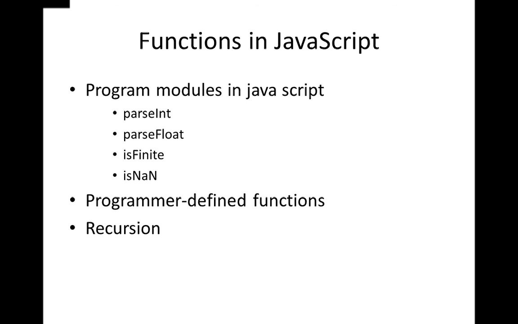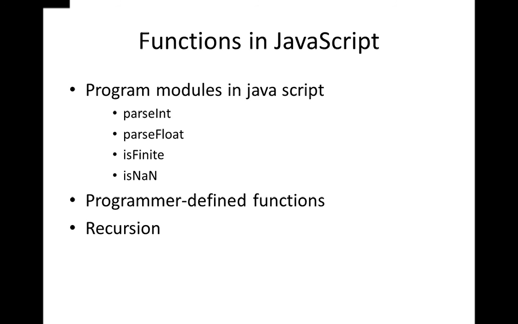And there are two kinds of functions which we have. One is the functions which are already there, that is predefined functions, or we call them program modules in JavaScript. Those are like parseInt, parseFloat, isFinite, isNaN. These are all the built-in functions we have in JavaScript. And apart from that, we have programmer defined functions or user defined functions. I'll show you how to make use of these user defined functions in our example.